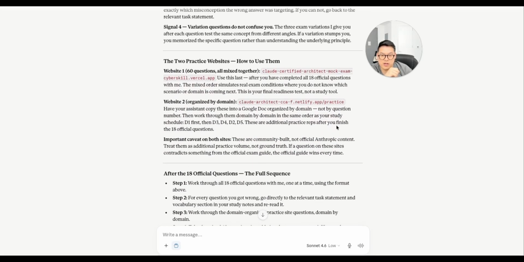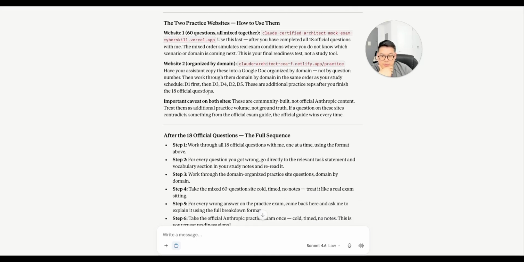Okay, the 2 practice websites and how to use them. Website number 1, all 60, all mixed together. Use this last, after you have completed all 18 official questions with me. And the mixed order simulates the real world where you do not know which one is which. This is your final readiness test, not a study tool.